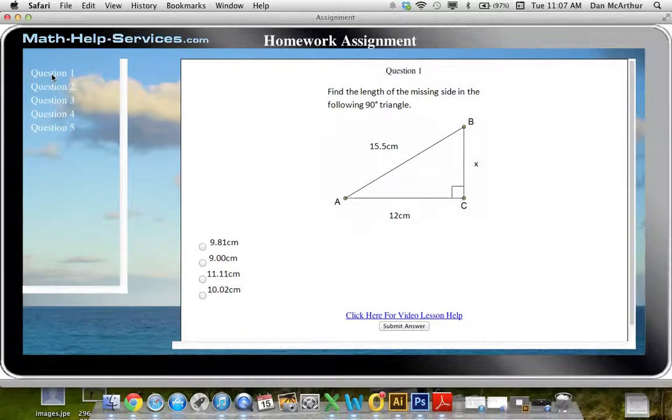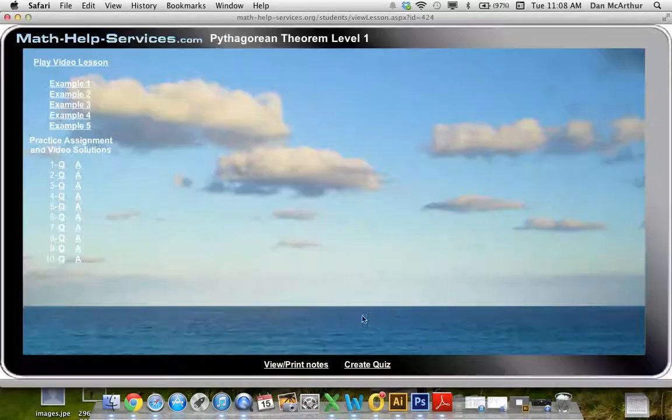So this is Pythagorean Theorem. Let's say, for instance, that I don't remember this at all. This is actually a review assignment for grade 10. So maybe for you grade 10s out there in BC, if your teacher just sent you this expecting that you could just pile through it, and you're like, oh man, I don't remember this stuff, you can click here for some video lesson help. So I'll do that right now.